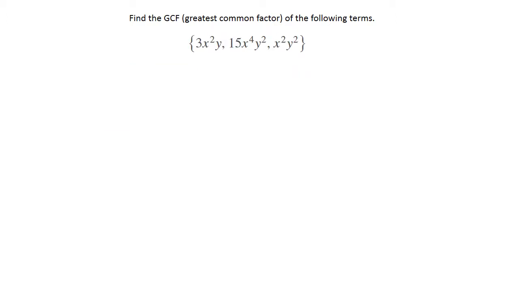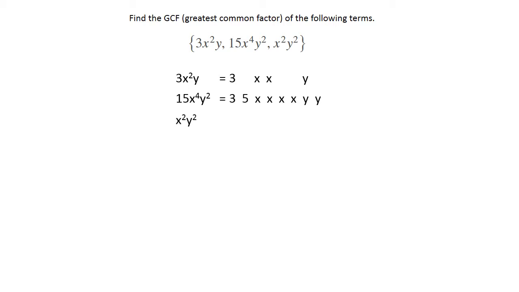Looking at another example, we've got 3 terms. Let's break these down. The 3x squared y first. The 3 doesn't really break down, so we're just going to list out the 3, 2 x's and a y. The second term is 15x to the 4th y squared. Break the 15 down, that's 3 times 5, and then do 4 x's and 2 y's.